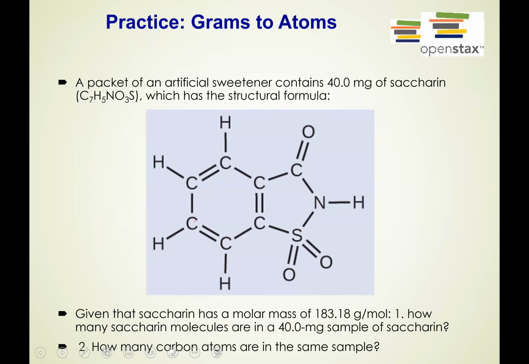Okay, so now here's one for you to try. A packet of artificial sweetener has 40 milligrams of saccharin. Here's the structural formula. Well, that would be annoying to add it all up, so here's your molar mass. We gave the molar mass here. We want to know how many molecules are in a 40 milligram sample, and then how many carbon atoms are in the same sample.